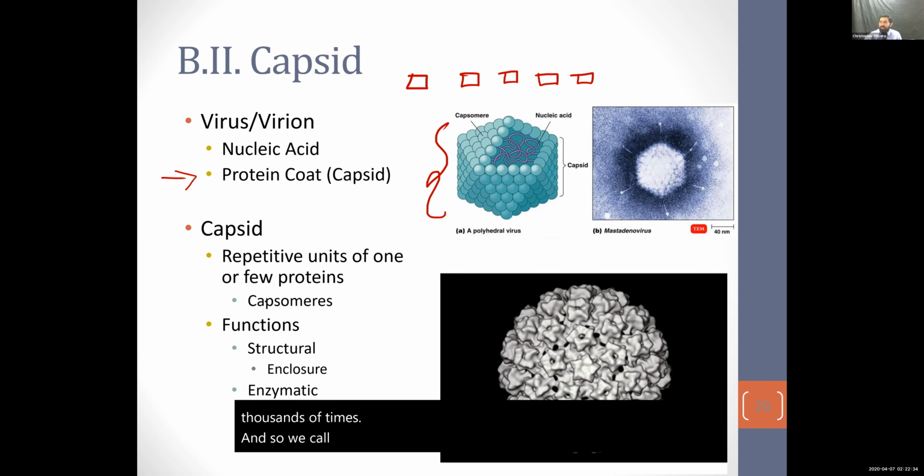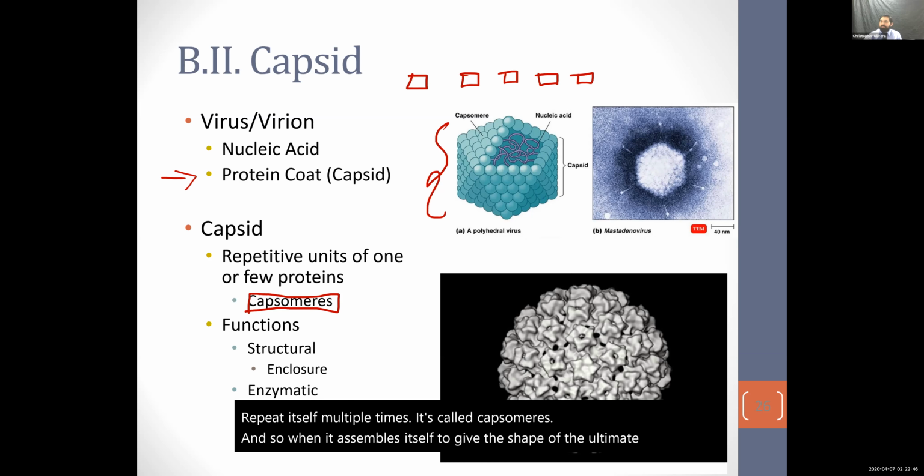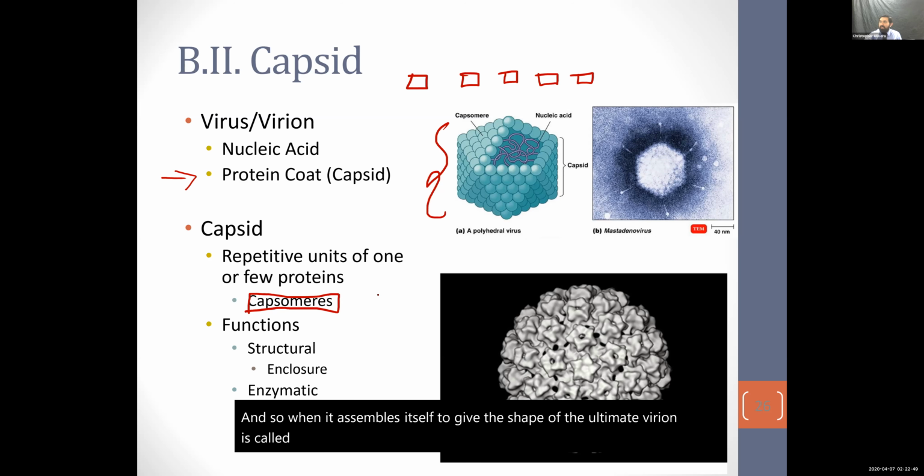So that protein that's going to repeat itself multiple times is called a capsomere. And so when it assembles itself to give the shape of the ultimate virion, it's called a capsid. That guy right there.